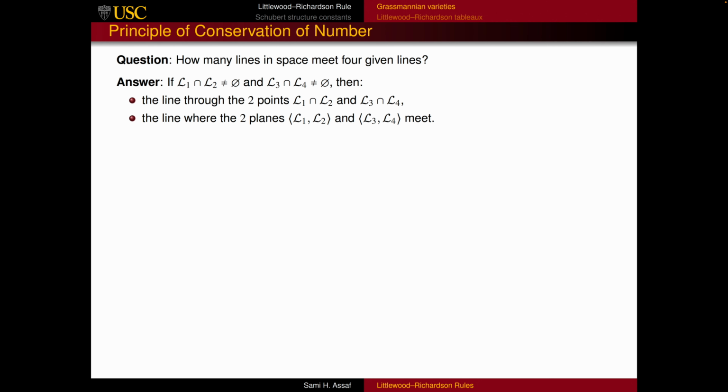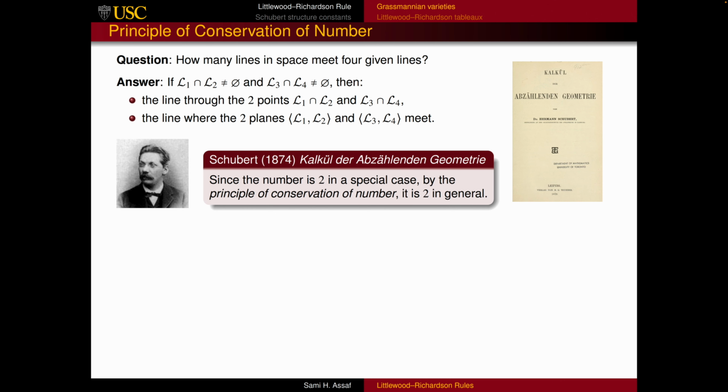So, okay, question. How many lines meet 4 given lines in space? Well, we saw the answer is 2. But that's only if the first 2 lines intersect and the second 2 lines intersect. And Schubert, in his thesis of enumerative geometry in 1874, building on the work of many people before him, described what he called the principle of conservation of number. And he said, because the answer is 2 in this special case, it's actually 2 in general.